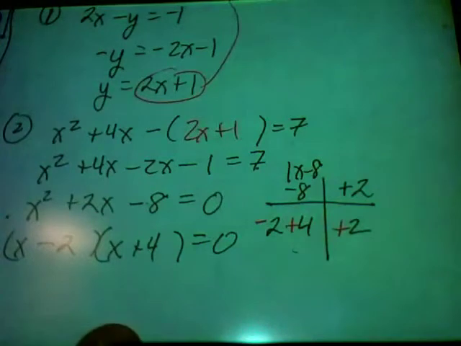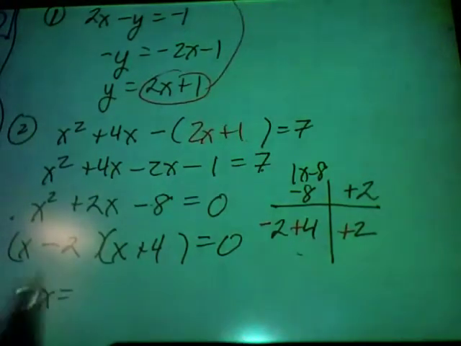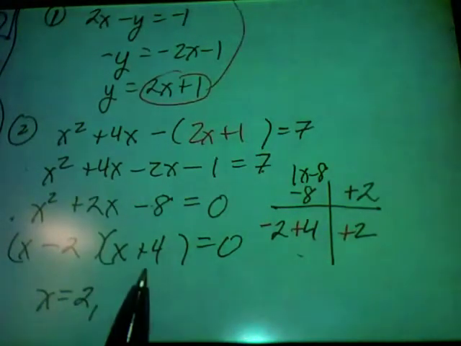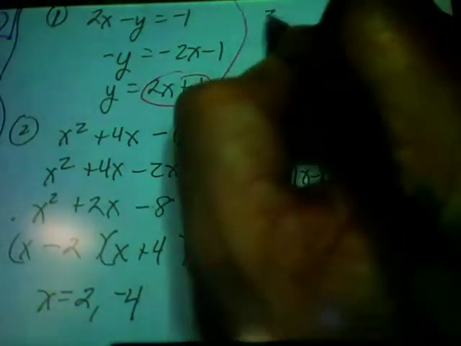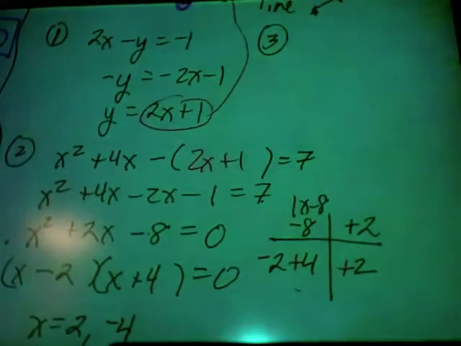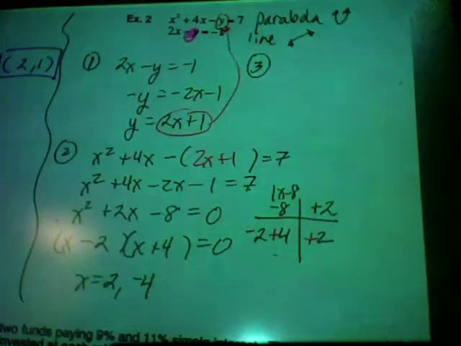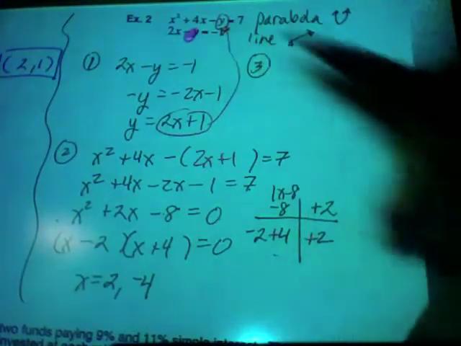So I'm going to have two values for my x. So that means that my line crosses the parabola in two different places. I'm going to have two different ordered pairs as my solution. So one of my x's, if I set this equal to 0, is what? 2. And if I set this equal to 0, negative 4. So then step 3 means that I want to sub back into, I personally would sub into the linear equation to find my y's.